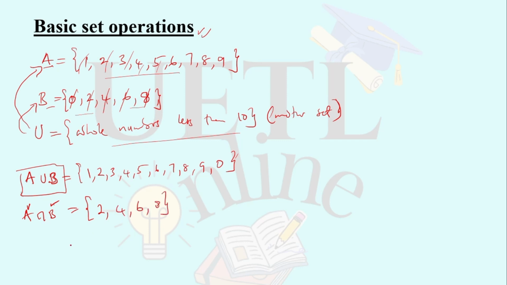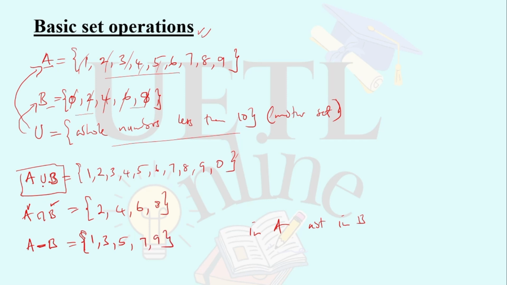Then the other thing is A difference B. It is represented by A minus B here. So we can say it's A minus B. This means that we just write everything that is in A that is not in B. In A, not in B. Here you can see that 1 is not in B, 3 is not in B, 5 is not in B, 7 is not in B, 9 is not in B. So that is the meaning.